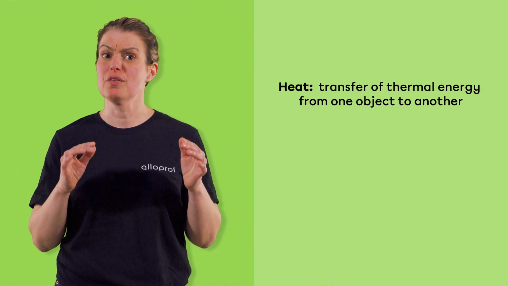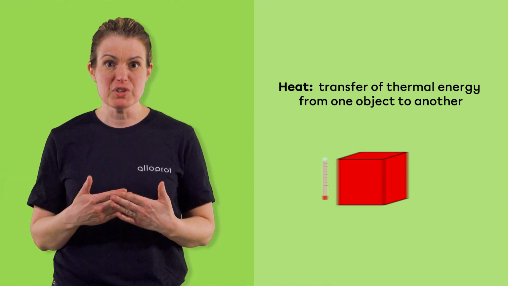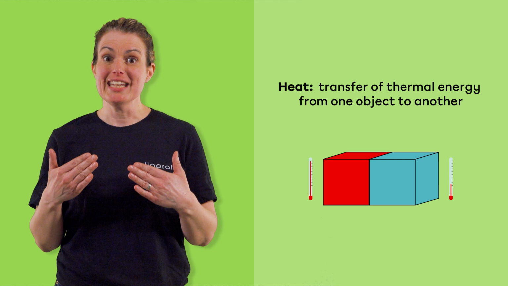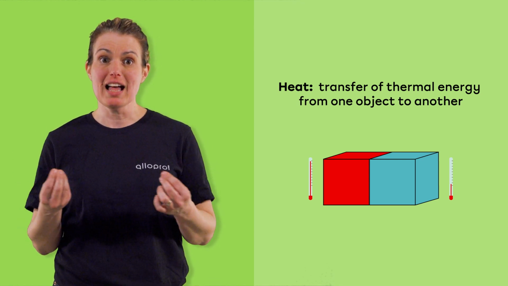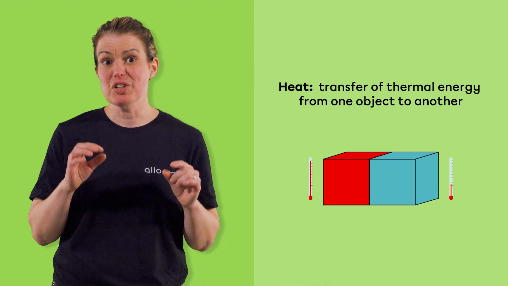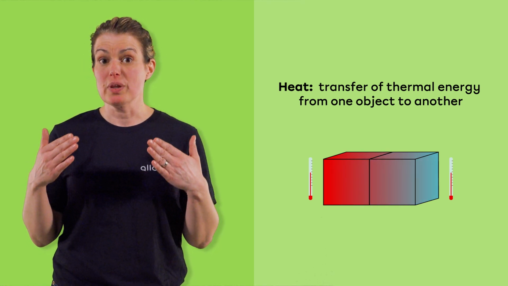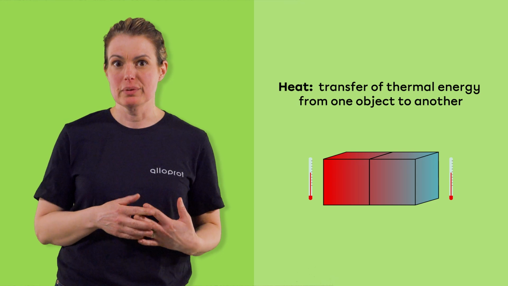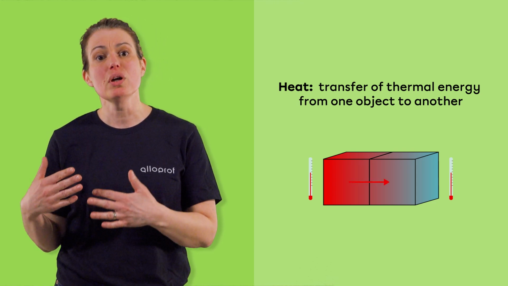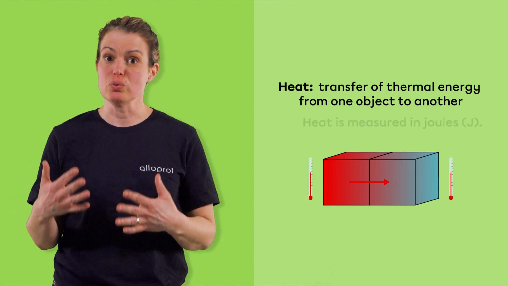Heat is the transfer of thermal energy from one object to another. When 2 objects with different temperatures come into contact, the agitated particles in the higher temperature object collide with the particles of the lower temperature object. Particles of the object with lower temperature become more agitated, while particles in the object with higher temperature slow down. Heat flows from the higher temperature medium to the lower temperature medium. Heat and thermal energy are measured in joules.